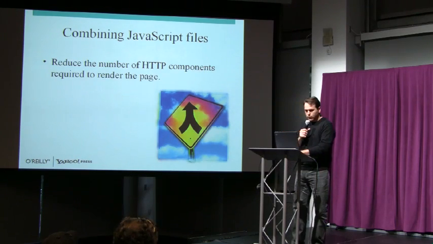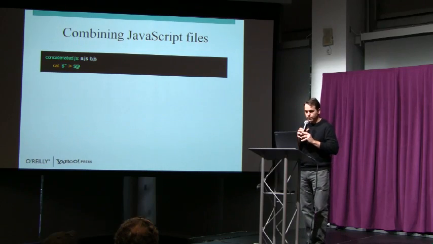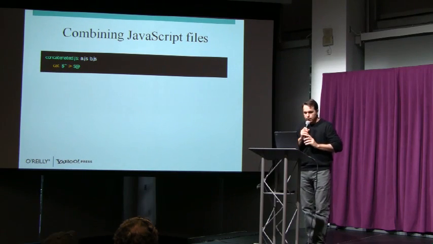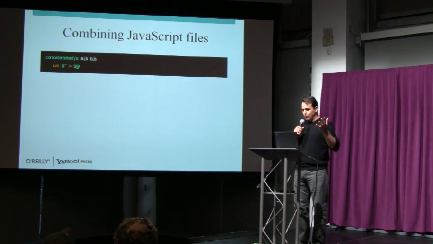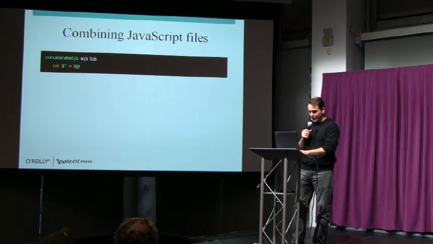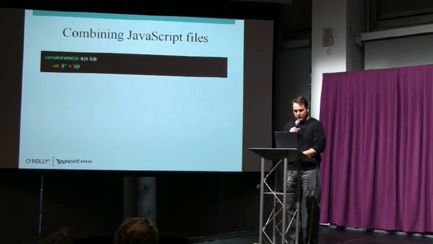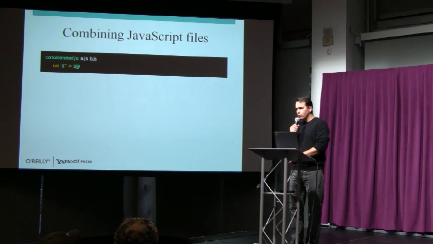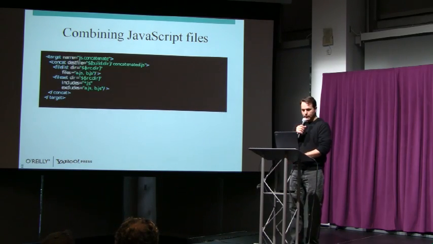So let's see how you can do this using a makefile. This is a very trivial example where I just concatenate two files, a.js and b.js, using the cat utility. That's really simple. Now, let's see a slightly more complicated example using Ant.